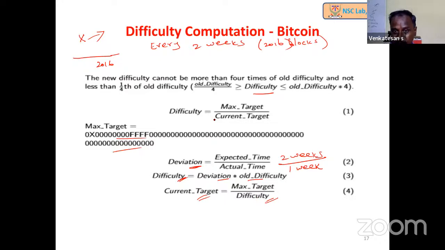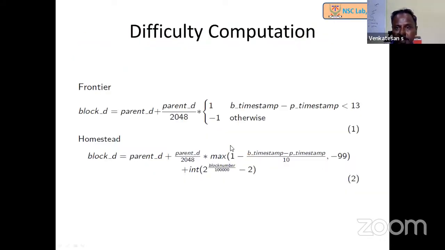And if you want to compute the difficulty, we can see this equation. So we can compute the difficulty from the current target, or we can compute the current target from the difficulty. This is what is applied in Bitcoin to update the difficulty. And do remember, in Bitcoin, it is updated after every 2016 blocks. But in the case of Ethereum, it gets updated for every block. I will not go deep into this because it may be discussed in the Ethereum part. So they had 2 equations and the difficulty gets modified for each and every block.